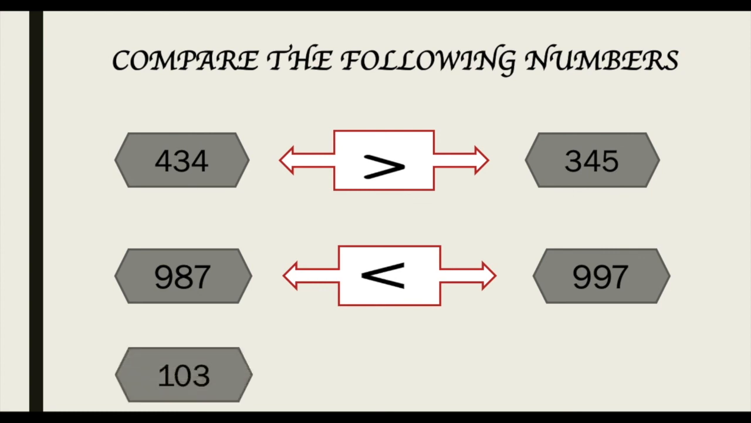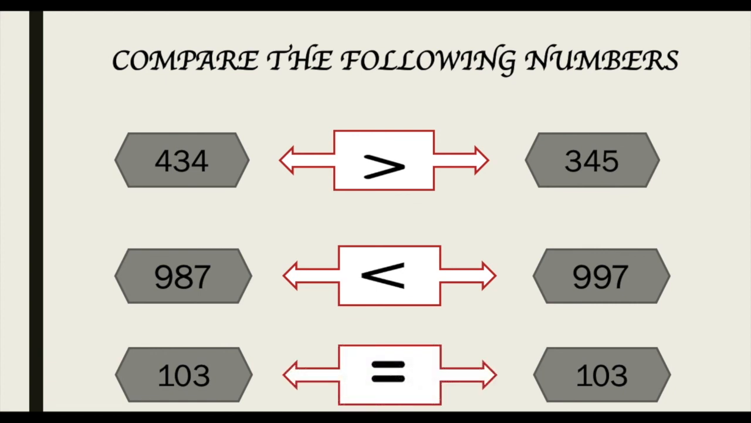Next we have 103 and here also we have 103, which means that both the numbers are the same. So you have to put the equal symbol. So comparing numbers is, you have to compare two numbers and put the symbols, that is the greater than symbol or lesser than symbol, or if the numbers are the same you have to put the equal to symbol.